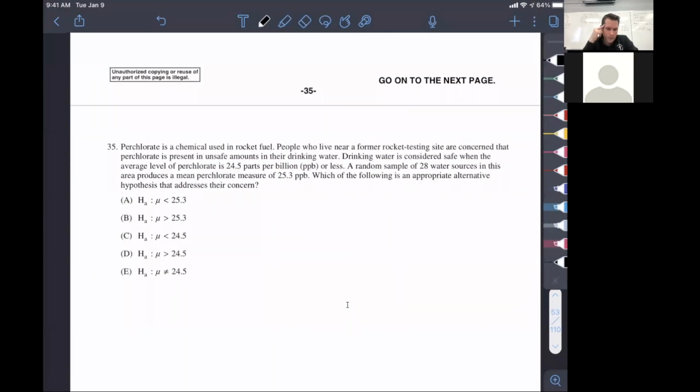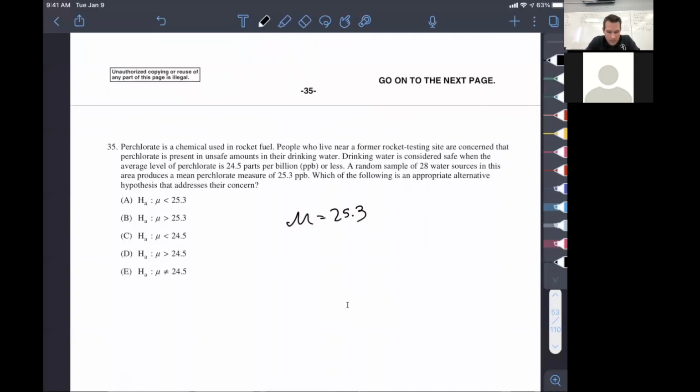35. Perchlorate is a chemical used in rocket fuel. People who live near a former rocket testing site are concerned that perchlorate is present in unsafe amounts in the drinking water. Drinking water is considered safe when the average level of perchlorate is 24.5 parts per billion or less. A random sample of 28 water sources in this area produces a mean perchlorate measurement of 25.3. Which of the following is the appropriate alternate hypothesis that addresses their concern?